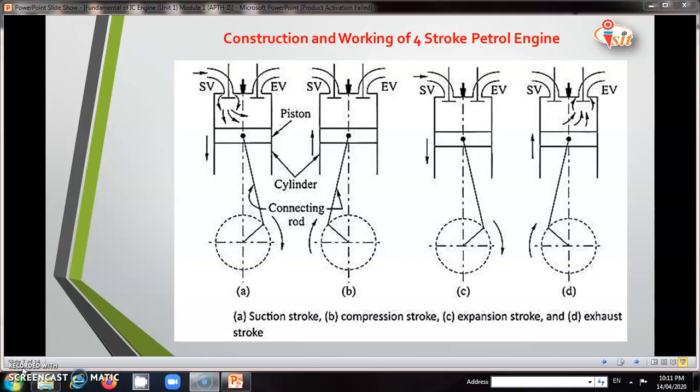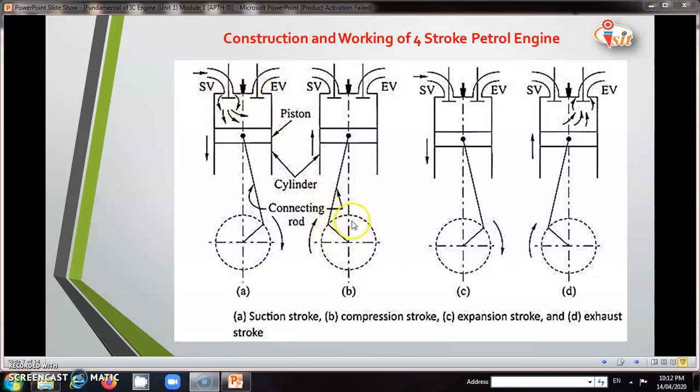stroke. When we talk about the suction stroke, as the crank rotates continuously in that direction, the piston moves from TDC, the top dead center, to BDC, the bottom dead center. When the piston starts moving from TDC to BDC, the mixture of petrol and air comes in from the carburetor and locates on the top side of the piston. When the piston reaches BDC, the suction stroke is completed. During the suction stroke, only the inlet valve is open and the exhaust valve is closed.